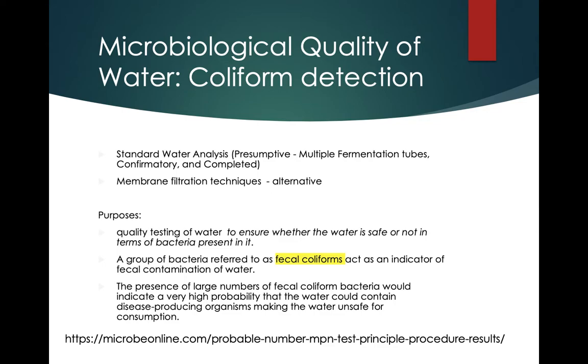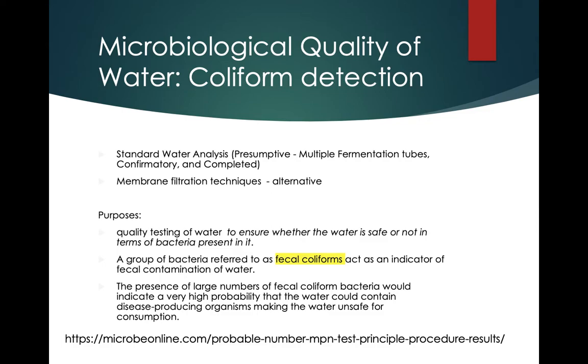The most popular microbiological indicator of water quality are the coliforms. So we detect coliforms, we apply standard water analysis protocol, primarily our sequence of methods from presumptive to confirmatory and completed, where we employ the multiple fermentation or the most probable number protocol. Aside from that standard method, we also have membrane filtration, which I've discussed in our pre-lab also, which can be used as an alternative to quantify coliforms or to check for the presence of coliforms.